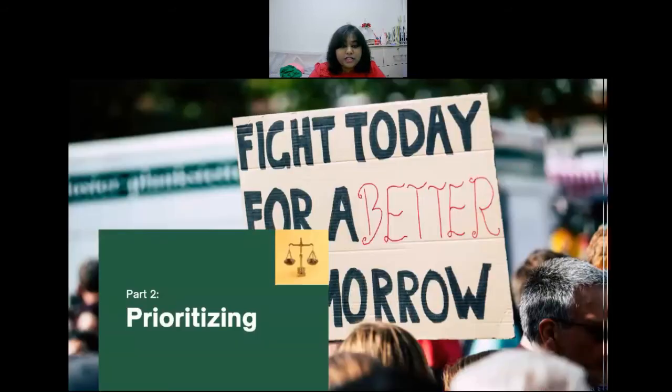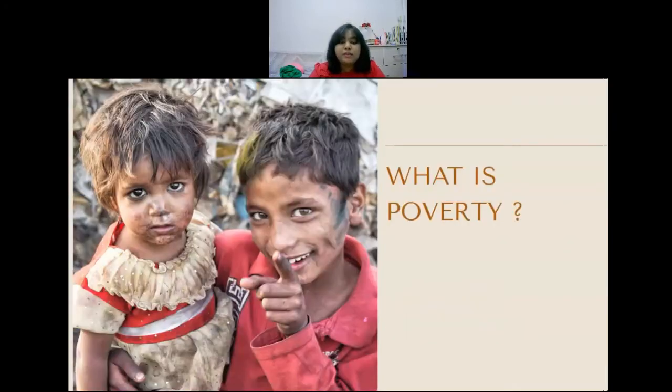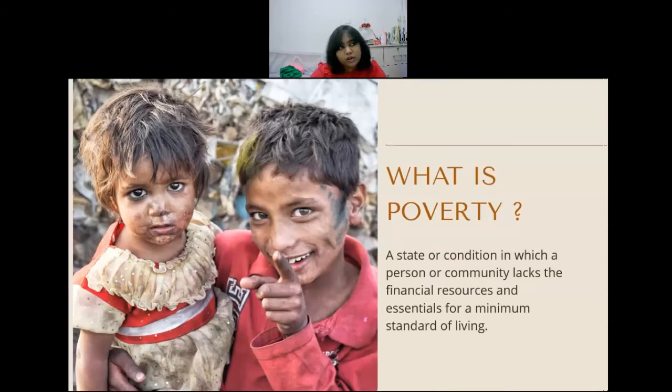Moving into part two, which would be on prioritizing. We'll be looking into one of the main SDGs we are focusing on today. What is poverty? I'm sure we are well aware of it. It is basically a state or condition in which a person or a community lacks the financial resources and essentials for a minimum standard of living, which simply means to be extremely poor.